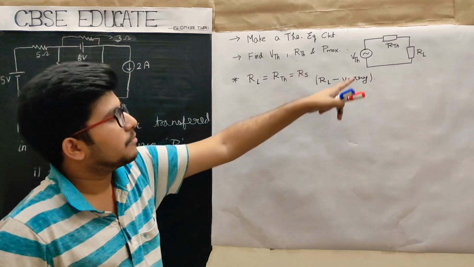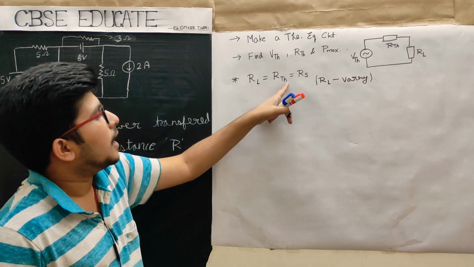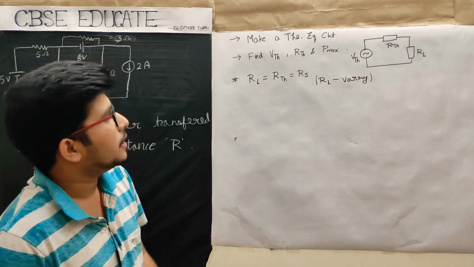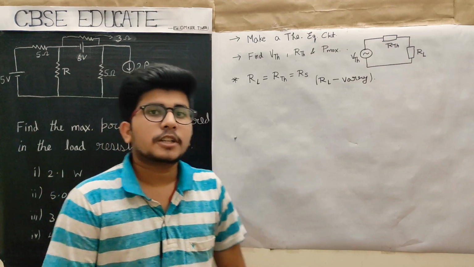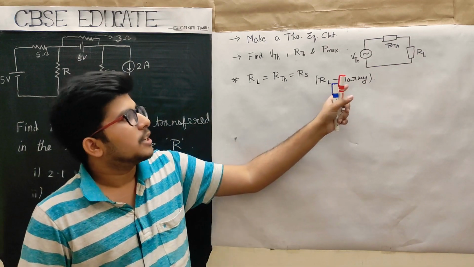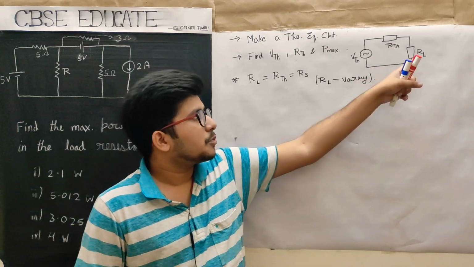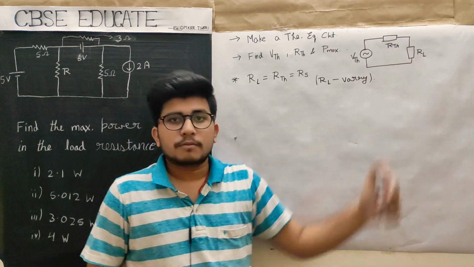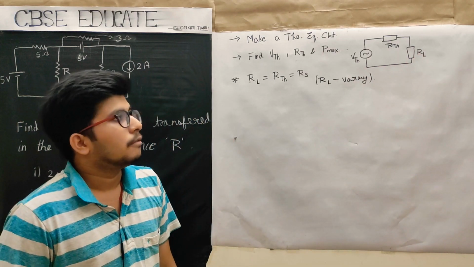RTH is what? RS, if you remember the same circuit I have drawn earlier. So RL is equal to RTH is equal to RS. Now the most important condition applied is that the load resistance must be variable. This must be variable. The value of load resistance must not be fixed initially. Why should it not be fixed?